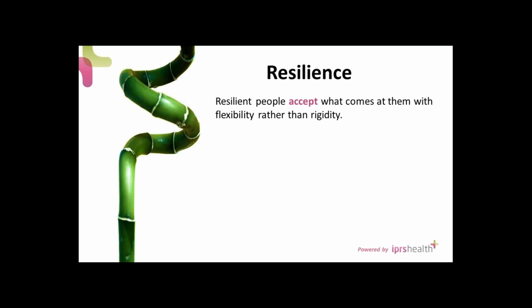Resilient people accept what comes at them with flexibility rather than rigidity. Now, this is a really important point. Acceptance is key to resilience. Understanding that pain is a part of life, understanding that pain and stress happen, and knowing that we can't always change those things is really important. If we're constantly fighting against the fact that, why did this happen to me? It shouldn't have happened to me. My knee should be better by now. My back still shouldn't hurt when I do this at work. That is a recipe for not being resilient. We're ruminating there. We need to be resilient and accept the fact that sometimes these things happen, and how can we move forward from them?